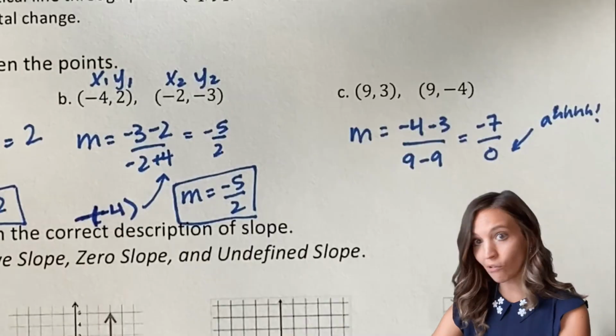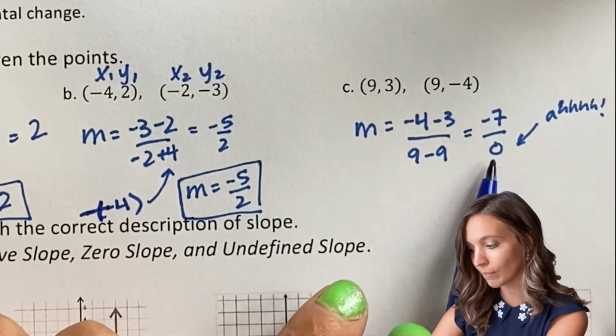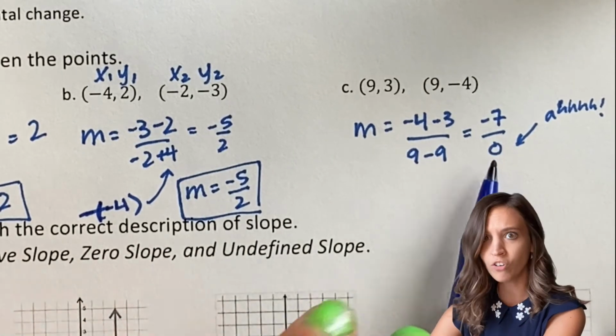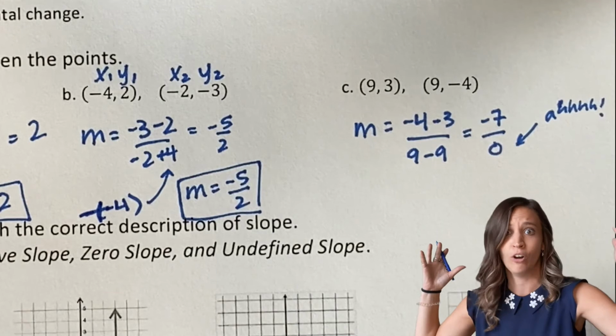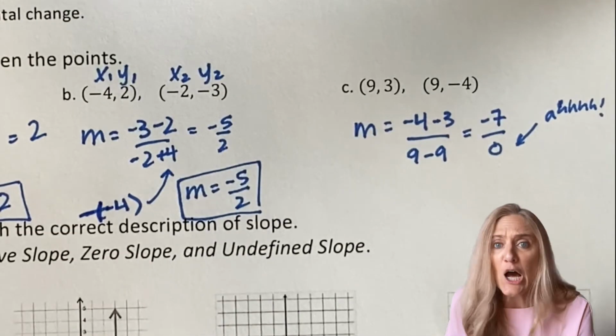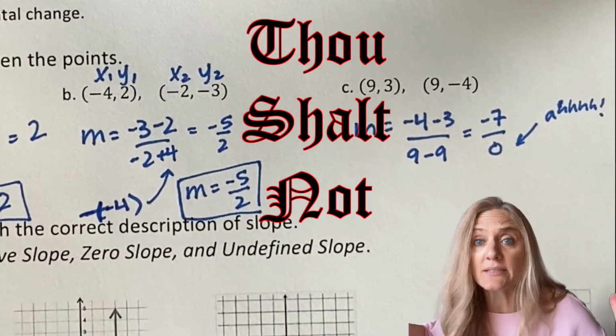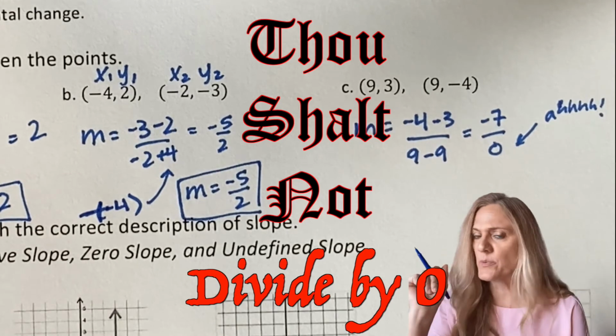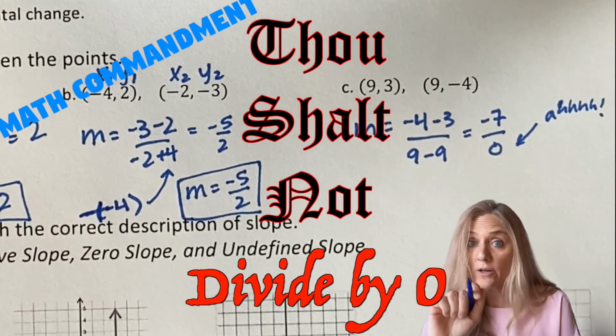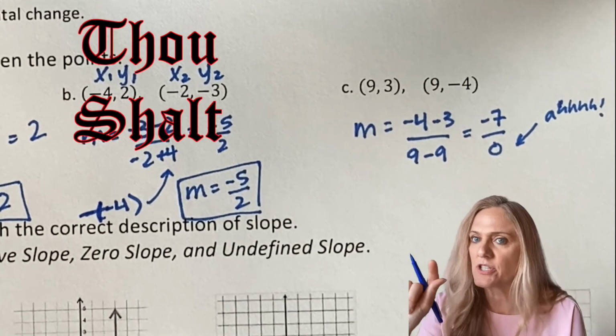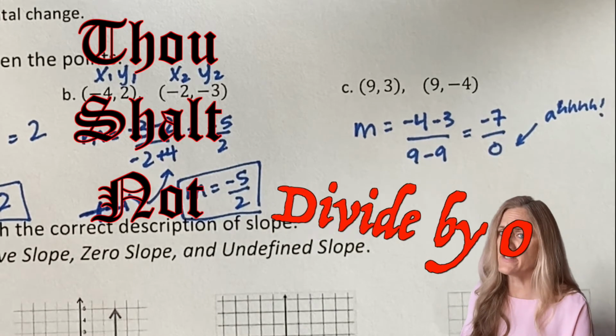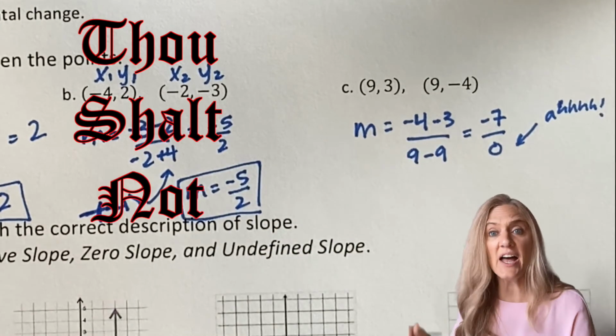Then my last one, I don't even have an answer for yet, because look what happened in my denominator. I have negative 7 over 0. Oh my gosh, I'm dividing by 0. What do I do? Hello, thou shalt not divide by 0. That is one of our math commandments. So I want you to always remember that. If I ever start it, thou shalt not, what do you say? Divide by zero. Say it. Thou shalt not divide by zero.